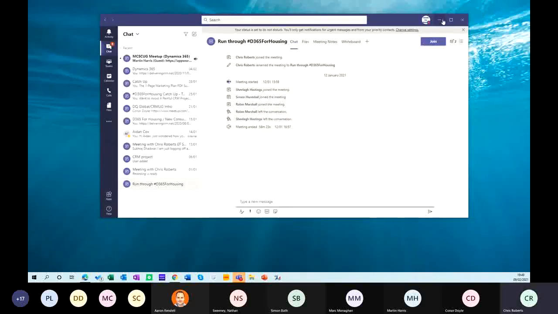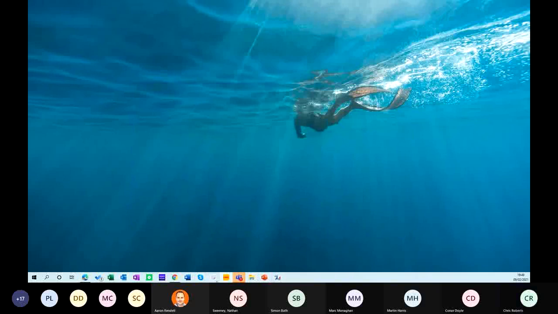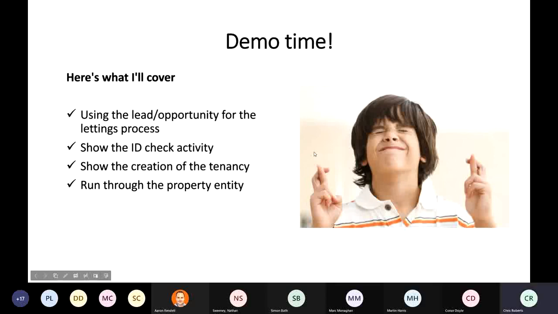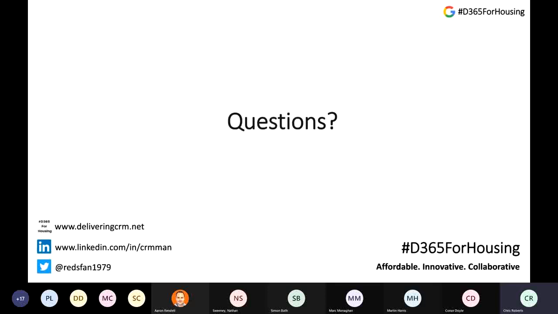demos. We'll just flick back to. Is me thinking I actually closed it. There we go. Okay, so yeah, that's what we went through, using the lead and opportunity for the lettings process, showed how the ID check activity could work, showed the creation of the tenancy once we'd converted the opportunity, and run through the property entity. And amazingly, nothing froze on me, assuming you're all still there, of course. Any questions or queries?